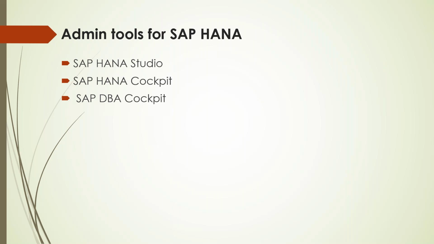The thing is that from the DBA Cockpit, you can monitor only your tenant database. You cannot monitor the system DB. With HANA Studio and HANA Cockpit, you can monitor the tenant database and the system DB. Your application is always connected to the tenant database through the schema, so it only monitors your tenant database where your schema is connected with your application.